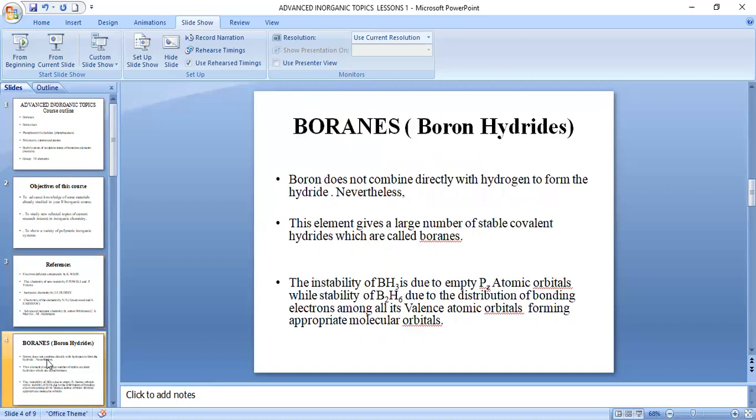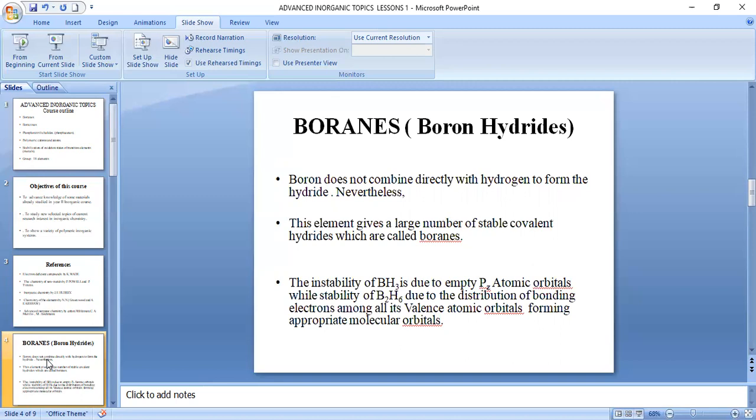Let us look at the boranes. Boron does not combine directly with hydrogen to form the hydride. However, the element gives a large number of stable covalent hydrides, which are called boranes. The instability of boron hydride is due to the presence of the pz atomic orbital.